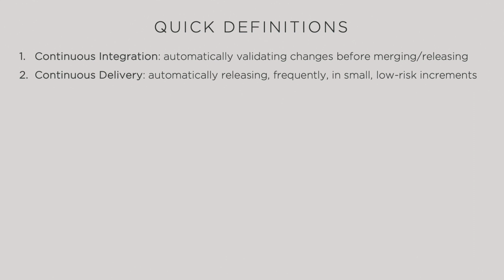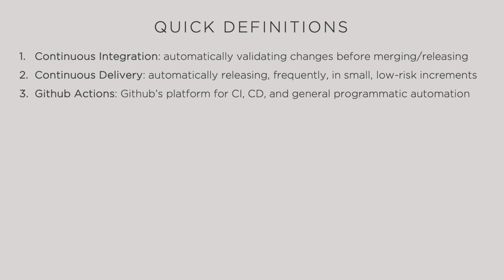And then continuous delivery, or CD, is the process of releasing automatically, or if not automatically, then very easily, releasing frequently and ideally in small, low-risk increments. Continuous integration and continuous delivery often get grouped together because they rely on a lot of the same underlying tools. One of those tools is GitHub Actions. GitHub Actions is GitHub's platform for CI, CD, and just general programmatic automation.